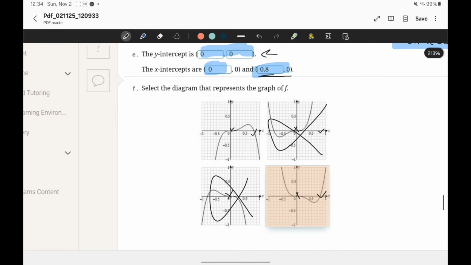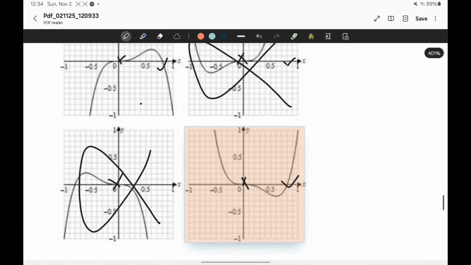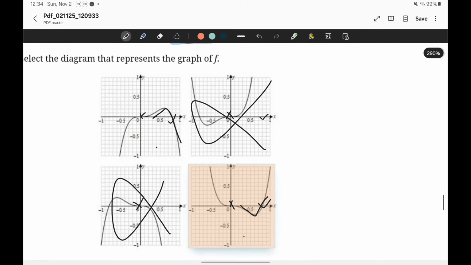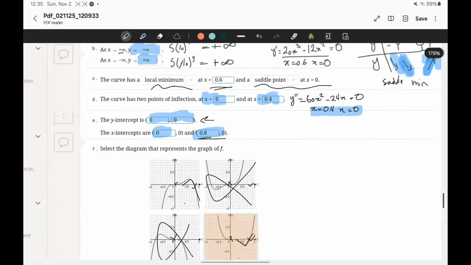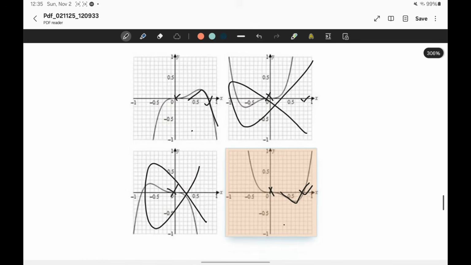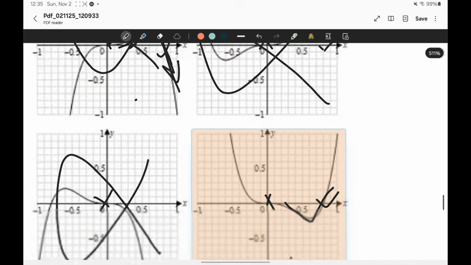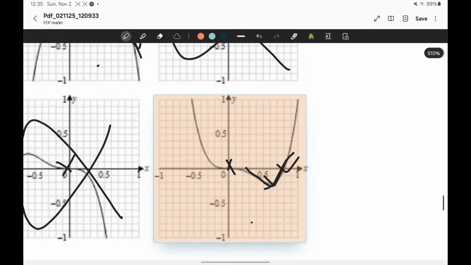So the last thing to help us is the difference between this one and this one: here it's going down then up, and here it's going up then down. So we'll look at 0.6, this value here, is it maximum or minimum? We said it's a local minimum at x is 0.6. So we'll look at 0.6, here it's a maximum, it's going up then down, so this one is wrong. Here it is a minimum, it's going down then up, so this one is correct. This is the option you choose.